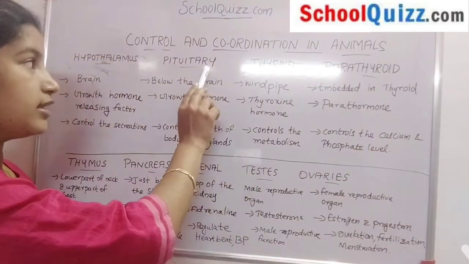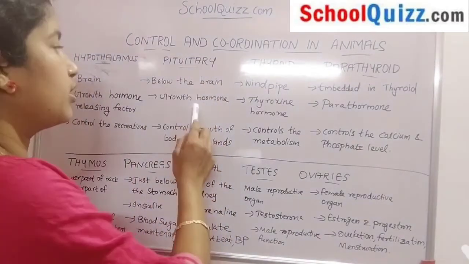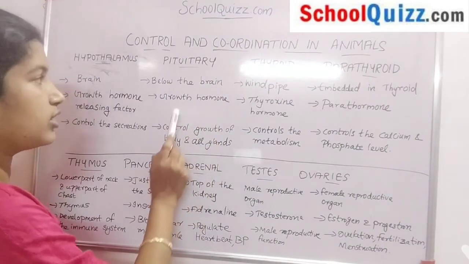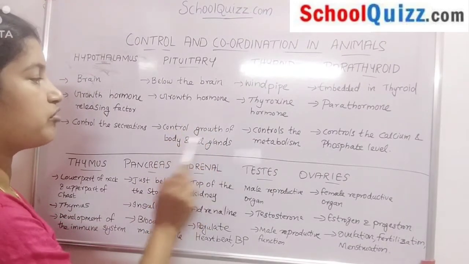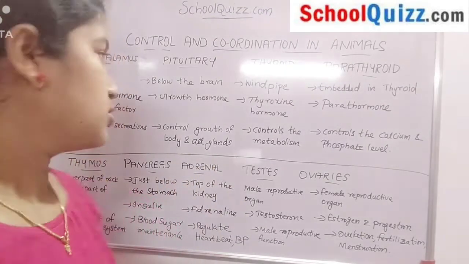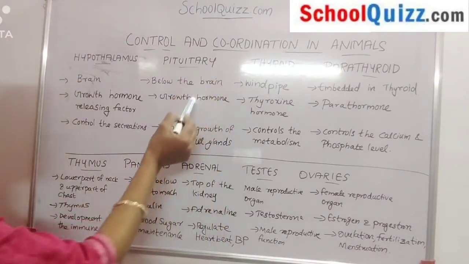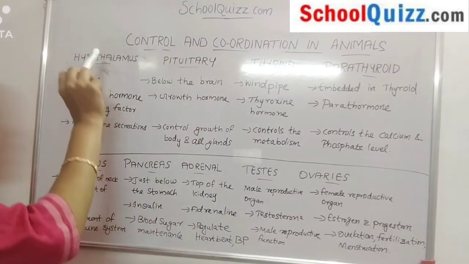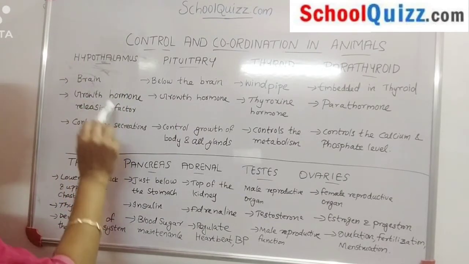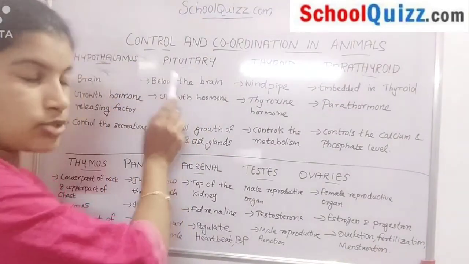The next gland, the pituitary gland, is present below the brain. It produces growth hormone, and the function of this growth hormone is to control the growth of the body and also control all the glands. So if there is a shortage in growth hormone, this message is sent to the hypothalamus and it produces growth hormone releasing factor, and in return the pituitary produces this growth hormone. Thus the hypothalamus controls the pituitary gland.